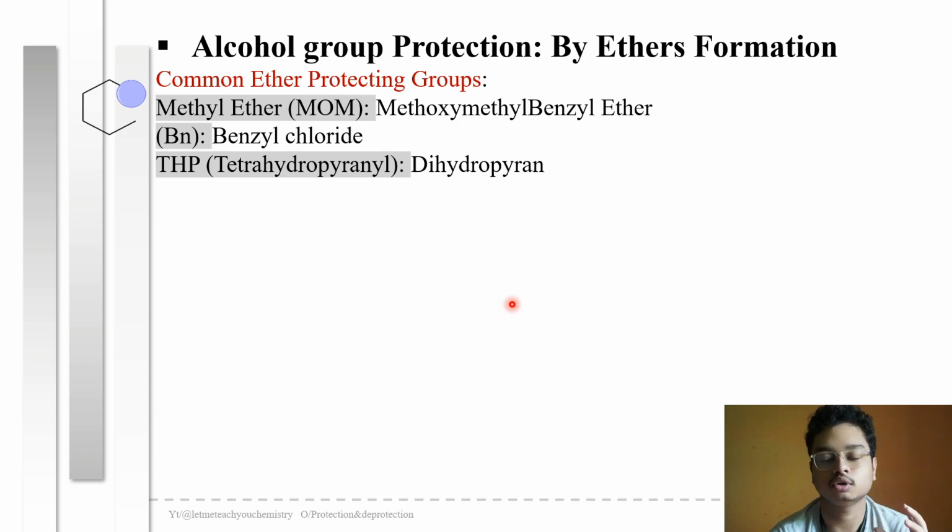Also, the alcohol group can be protected by forming the corresponding ethers. Common ether protecting groups include methyl ether, MOM, that is methoxymethyl, benzyl ether, with benzyl chloride, and THP, tetrahydropyranyl, where dihydropyran is used to protect the alcohol group by converting the alcohol to an ether.